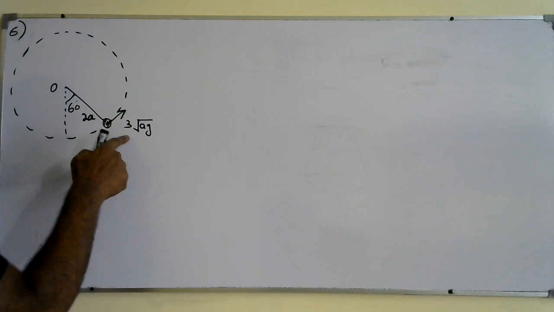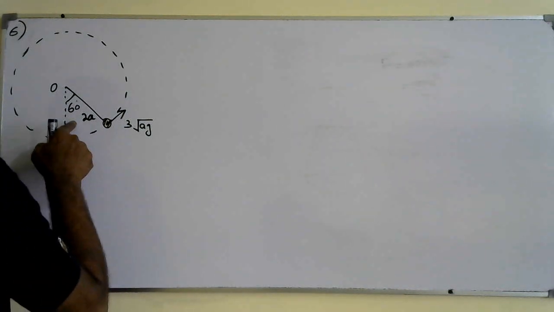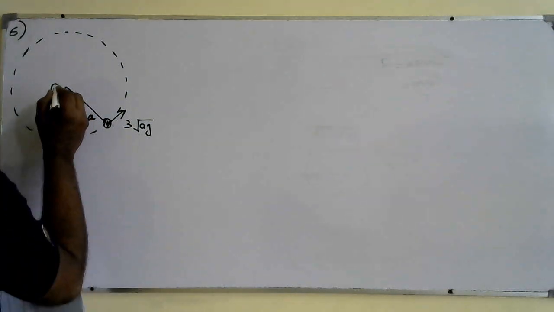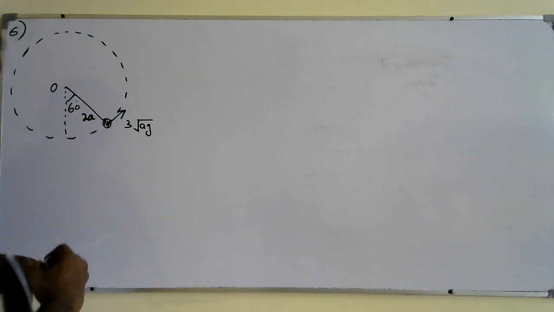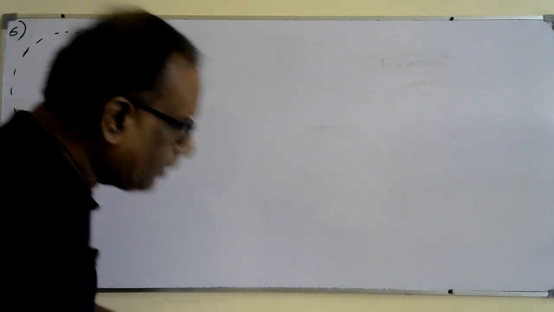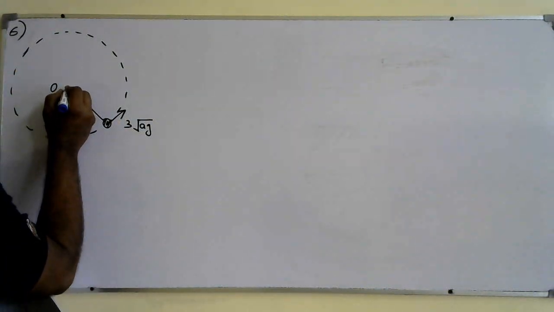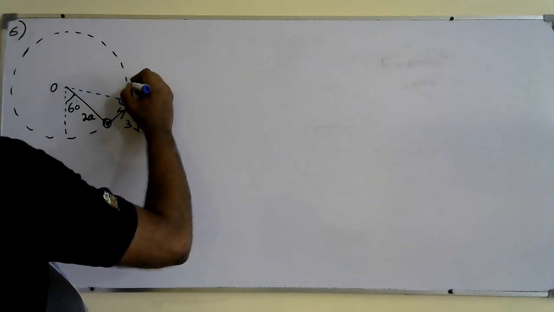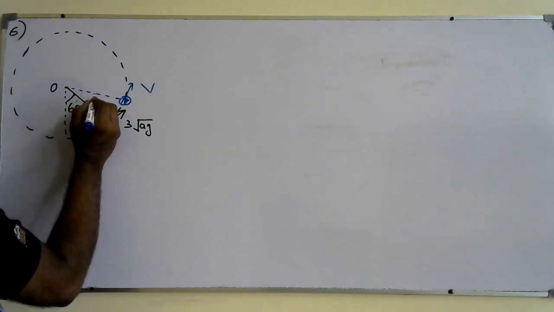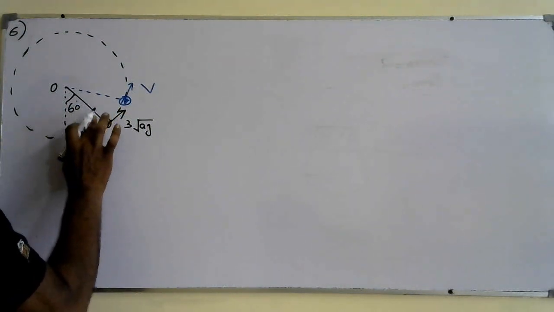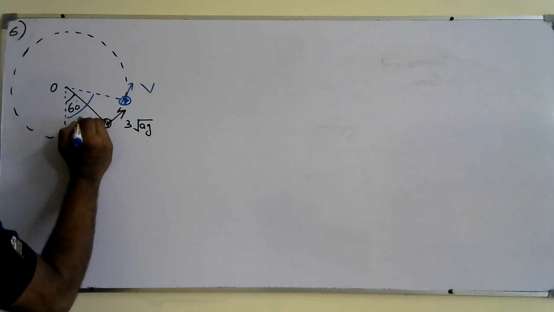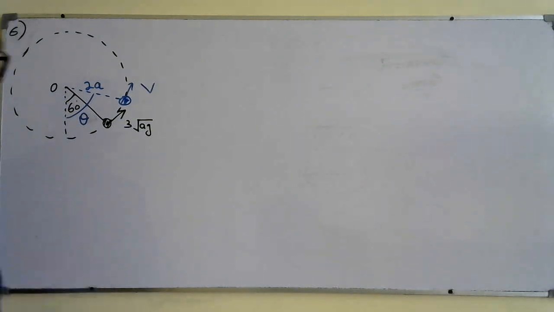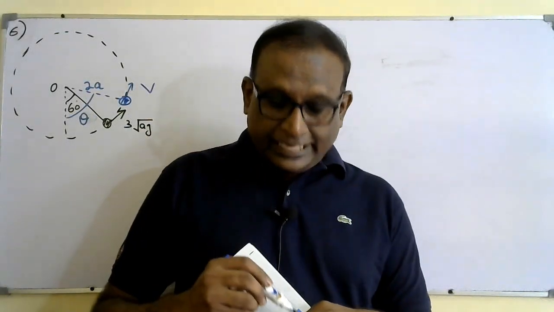So it was thrown at a speed 3 root ag from a position which makes 60 degrees with the vertical. During the motion, somewhere when the particle comes to a position like this, I don't know the speed, let it be v, and we take that it makes an angle theta with the vertical. The radius is 2a.